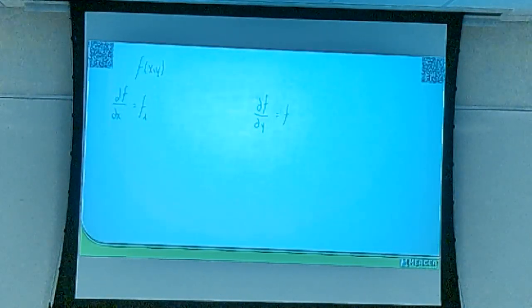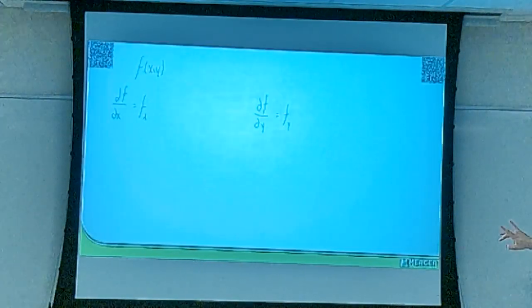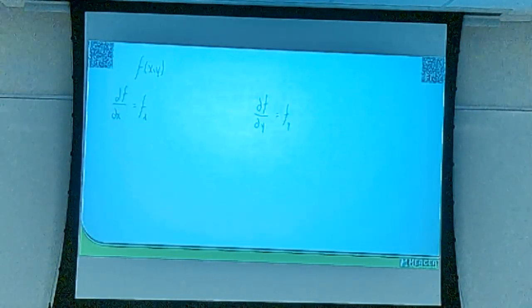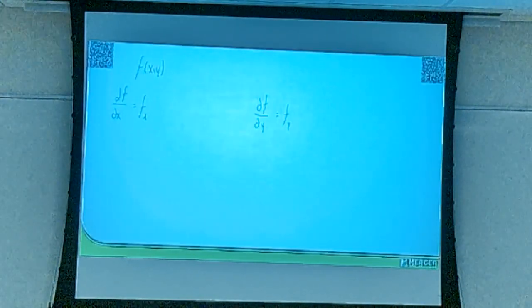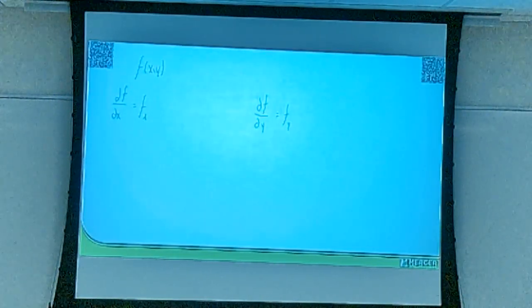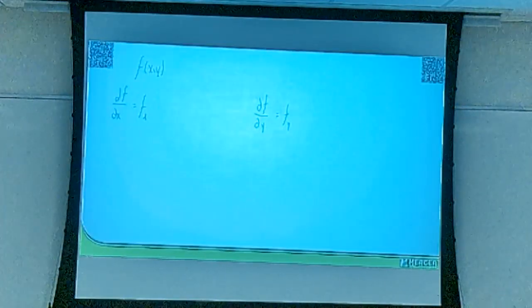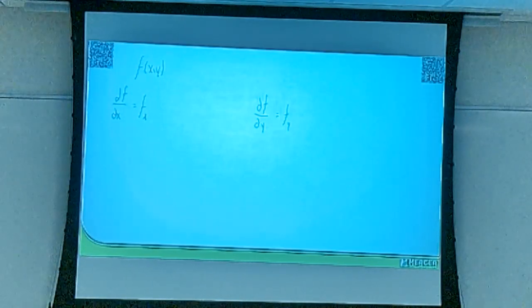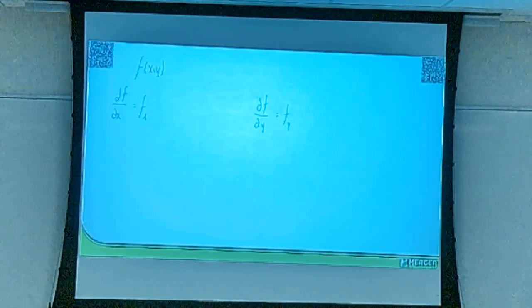So those are the partials, right? But aren't those also functions of x and y? So couldn't you take partials there? Yeah. It's called your second order partials. How many are there? How many second order partials are there? I'm not asking how many higher, just how many we can take at second order. How many second order partials do you have?